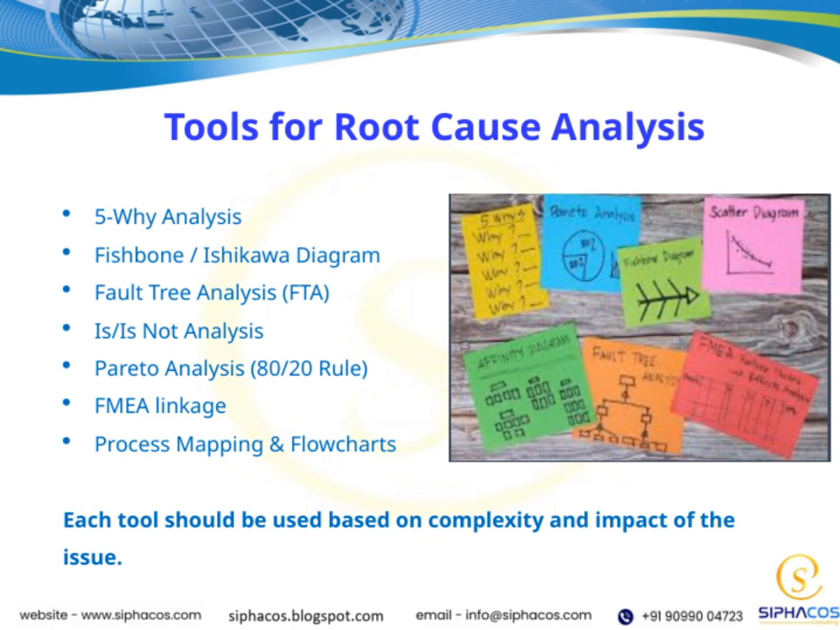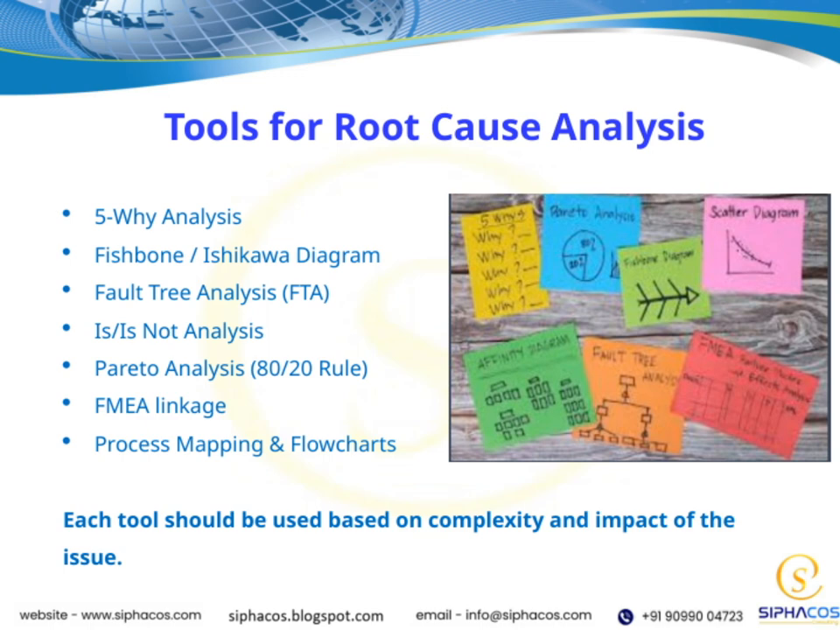We also have is-not analysis. This technique helps us narrow down causes by comparing what is happening versus what should be happening, eliminating possibilities step by step. Pareto analysis, based on the 80-20 rule, guides us to focus on the few causes that are responsible for most of the problems. It's an efficient way to prioritize our efforts. FMEA linkage is another important tool. It allows us to evaluate potential failure modes before they happen, assessing their impact and likelihood to prevent issues proactively.